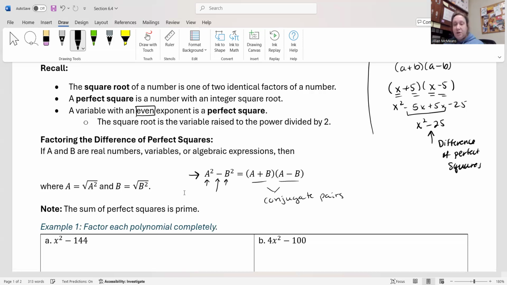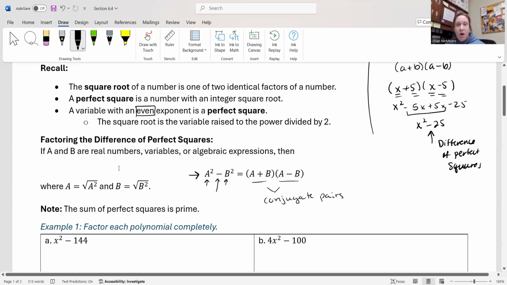You just have to make sure you have two terms. You can't have more than two terms. So this is just the difference of two perfect squares. You have to have two terms, you have to be subtracting those two terms, and those two terms have to be perfect squares. If those features are met, then you take the square root of those two terms, add the square roots, subtract the square roots, and that's it. Okay?